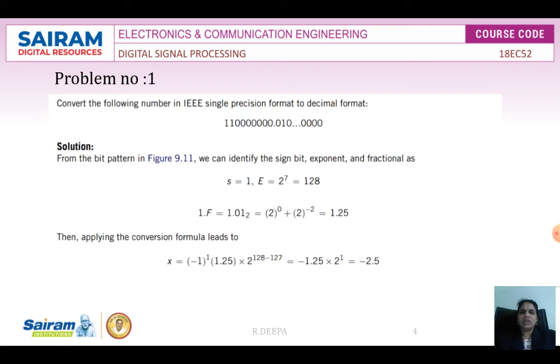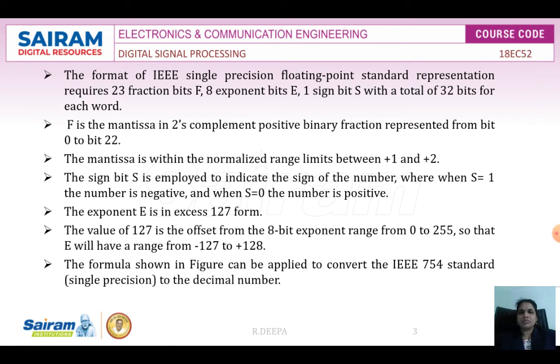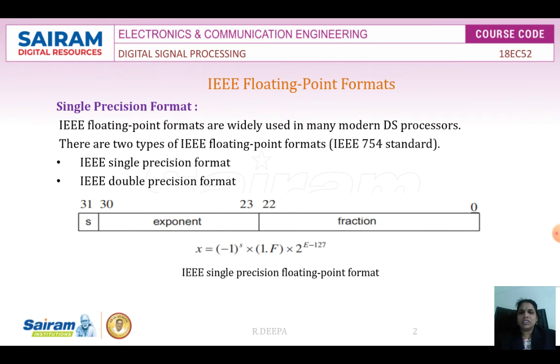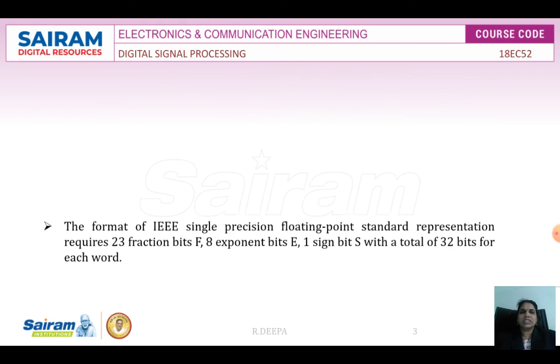So the formula we have used here is the one shown in the previous slide. I'll tell you again: x is equal to (-1) to the power of s multiplied with 1.f multiplied with 2 to the power of e minus 127. Using this formula only, we have converted the given single precision IEEE format into an equivalent decimal number. So please try to remember this formula, which is (-1) to the power of s multiplied with 1.f into 2 to the power of e minus 127.